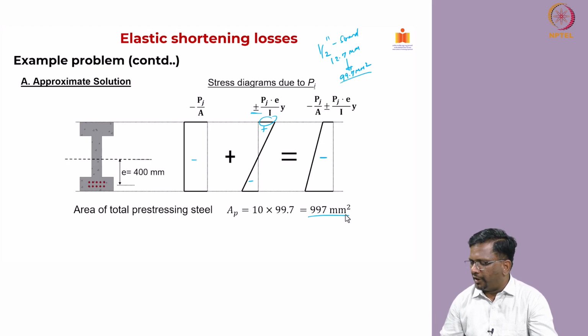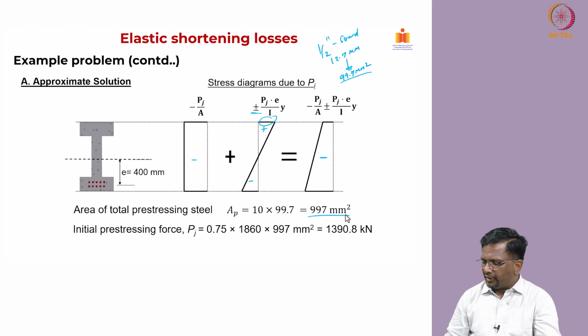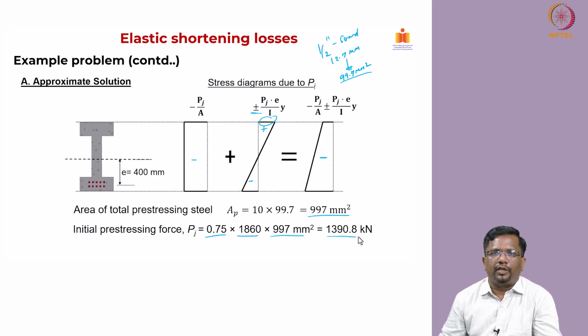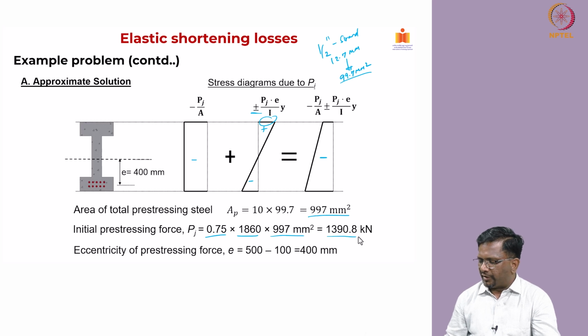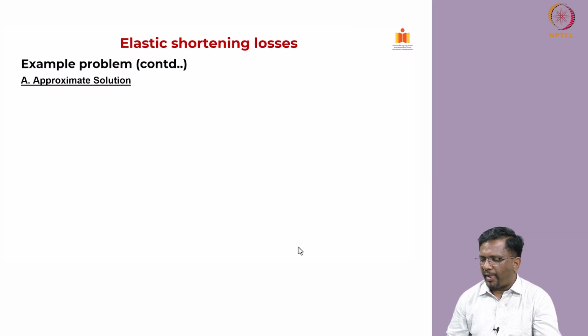So, the area is 997 mm square, and the initial pre-stressing force is 0.75 times 1860 times 997. So, it works out to be 1390.8 kilonewton. So, this is the force, and the CGC is at 500 and the eccentricity is 100 from the bottom. So, the eccentricity is going to be 500 minus 100, which is 400 millimeter.